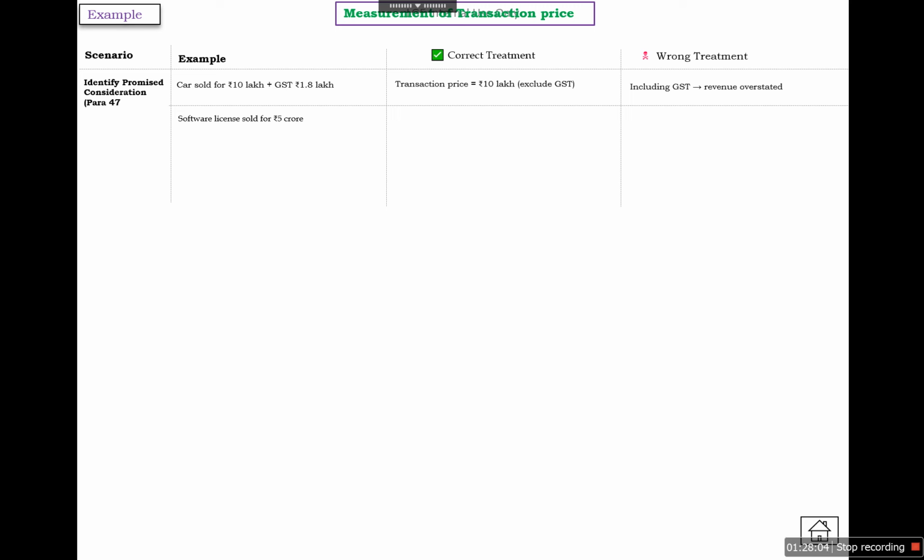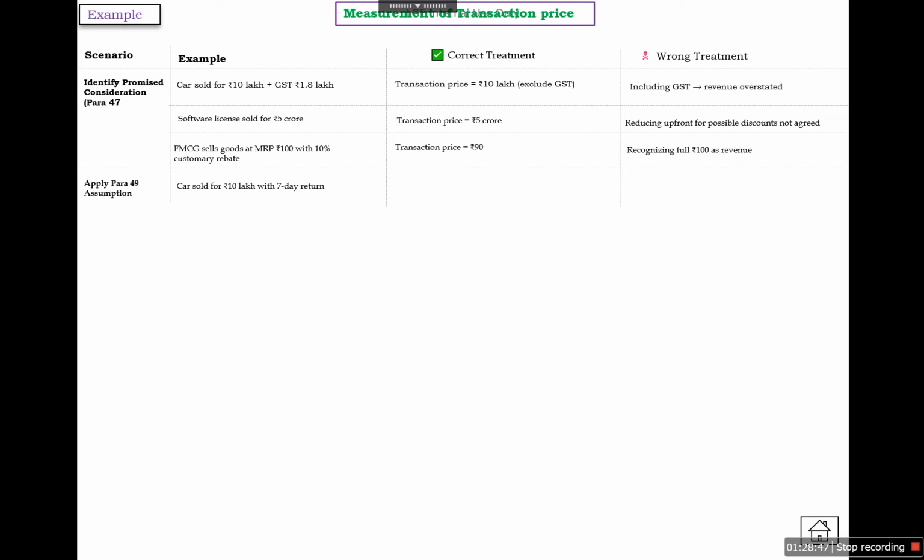Next, a software license we sold for 5 crore. The transaction price will be 5 crore. And if we reduce anything because of possible discounts, it will not be a correct accounting treatment. Next, if an FMCG company sells goods at an MRP of 100 and provides a 10% customary rebate, there is an expectation of the customer to get a 10% discount that the seller provides on a customary basis. So we need to recognize revenue at 90. And if we recognize revenue at 100, it will not be correct.